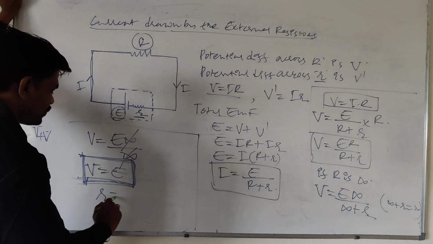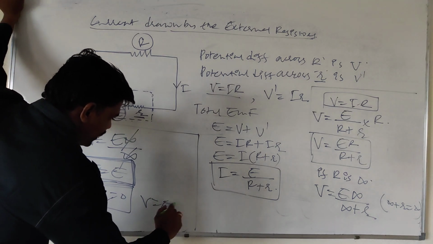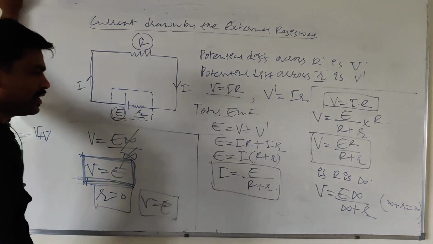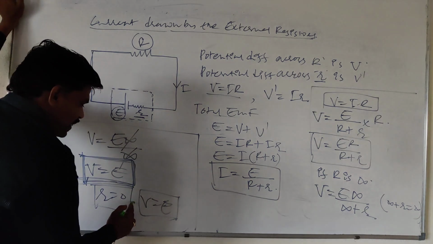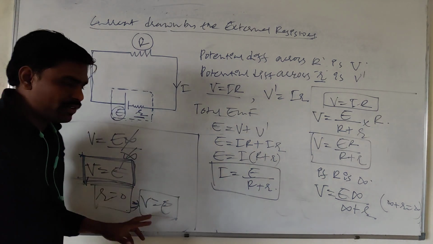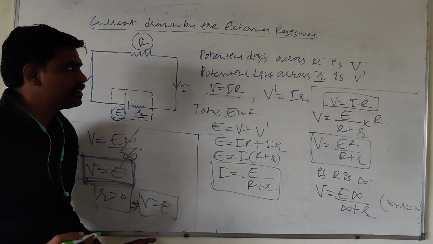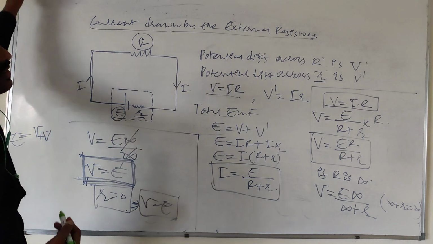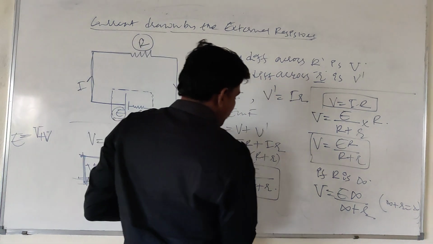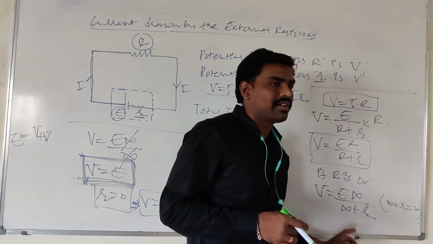If small r is equal to 0, then also V becomes equal to E. When small r becomes 0, V becomes E. You should know this, right? So this is the current drawn by the external resistance, and that current is put into our terminal potential difference. We got it like this.